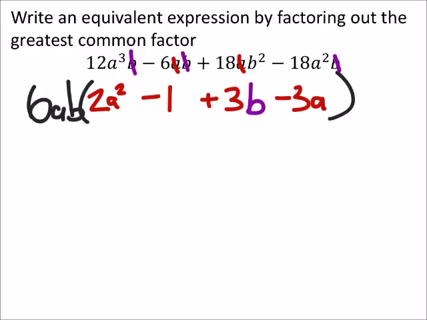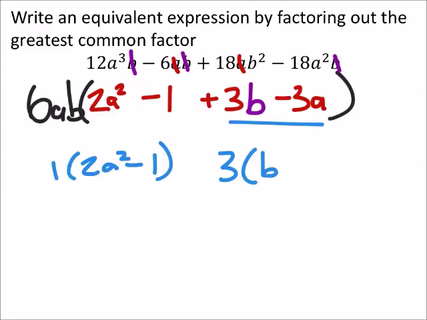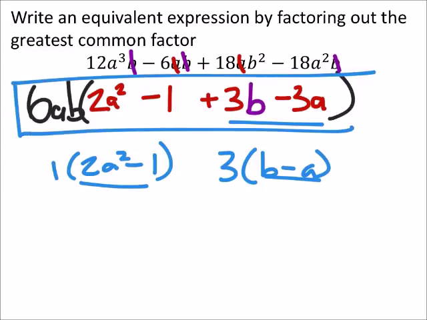All right. Now I would just double check to make sure I can't factor by grouping what's on the inside of that parentheses. So if I looked at this one, I would see 2a squared minus 1. There's nothing really common there. I can factor out a 1, I guess. On this other one, on these two terms here, I can factor out a 3. So I got b minus a. These two are not common factors, so looks like this is going to be our final answer.